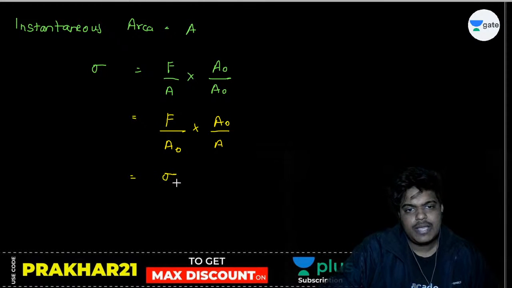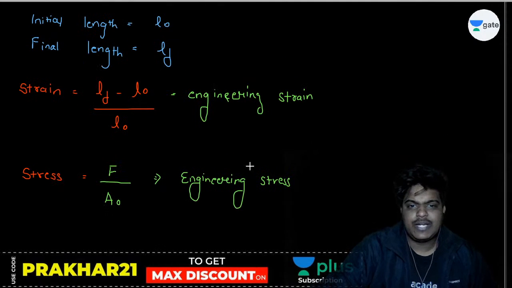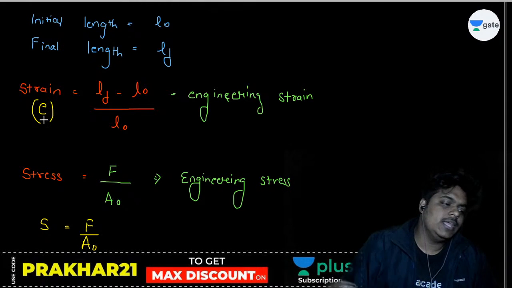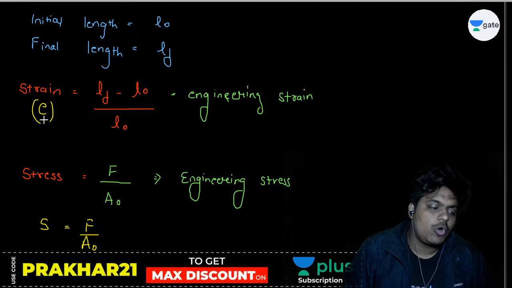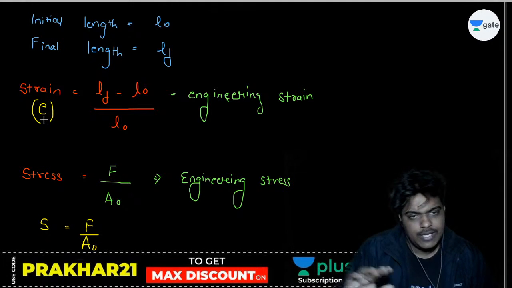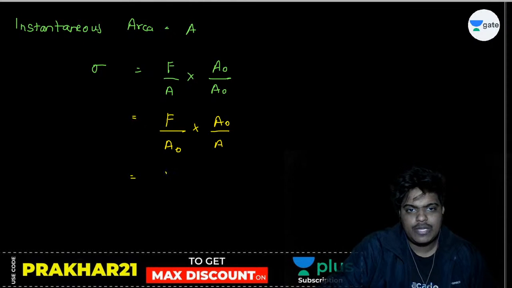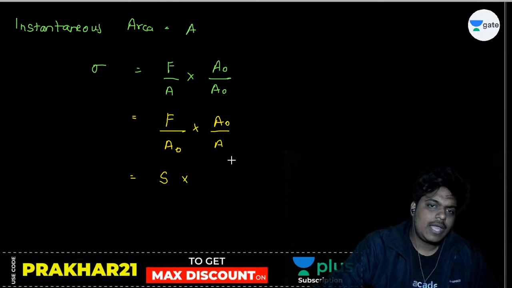Let us say we call the true stress S. The engineering stress is known as this, and engineering strain is known as small e. Okay, now look here. F by A naught is what? It is S into A naught by A. Is it clear?